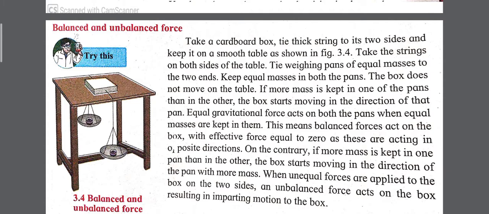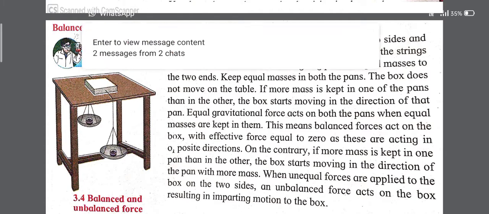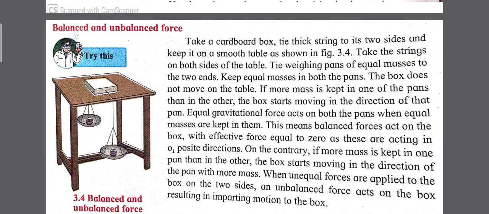In a simple way, balanced force is the force acting on the body in opposite direction and equal in magnitude, so it is said to be a balanced force. But forces acting on the body in opposite direction that are not equal in magnitude are known as unbalanced force.